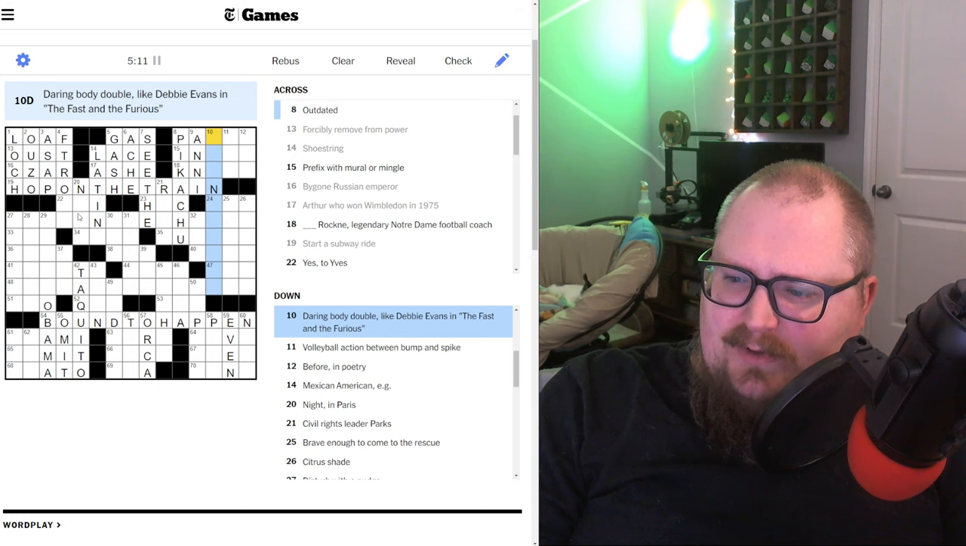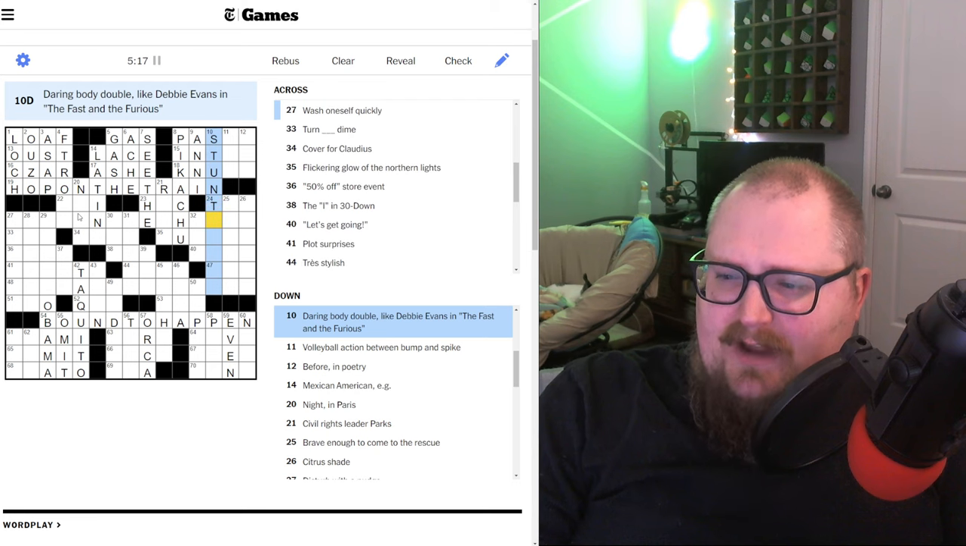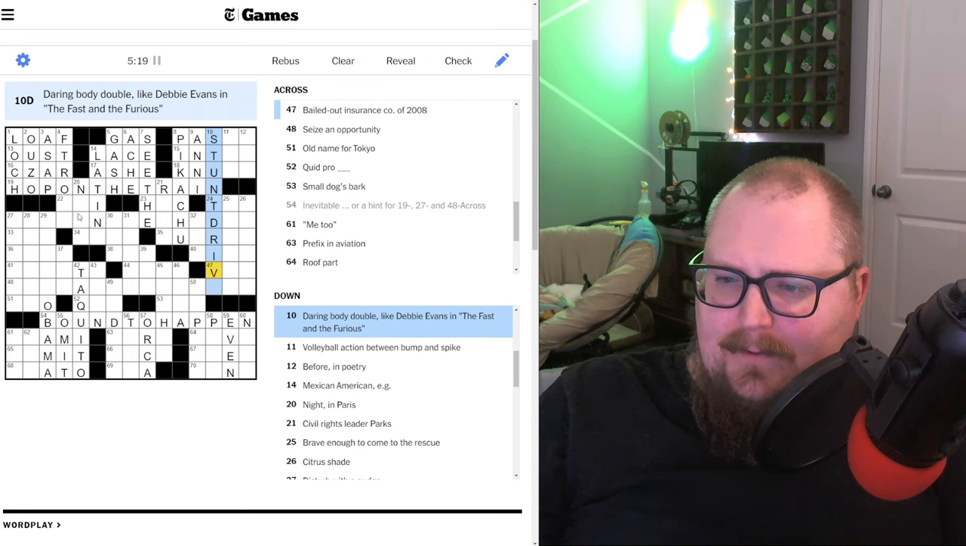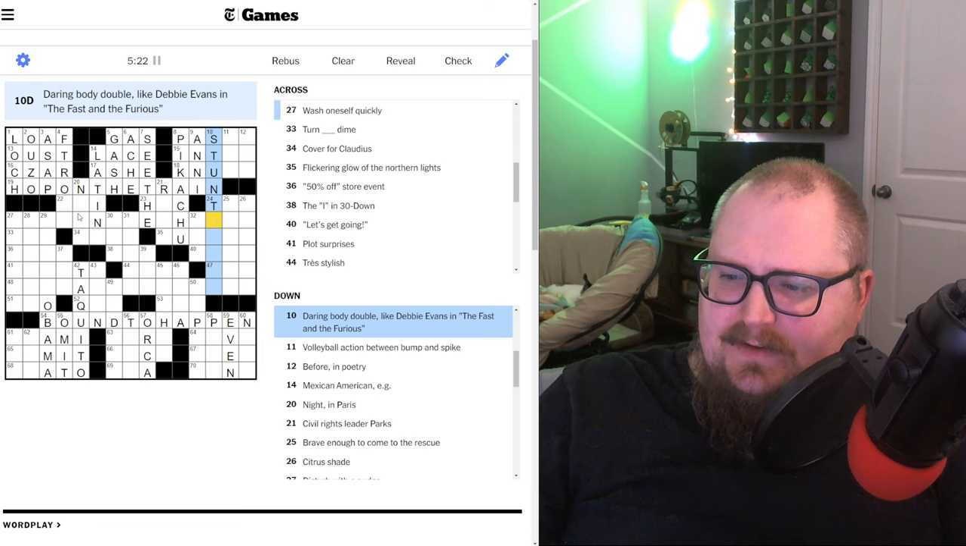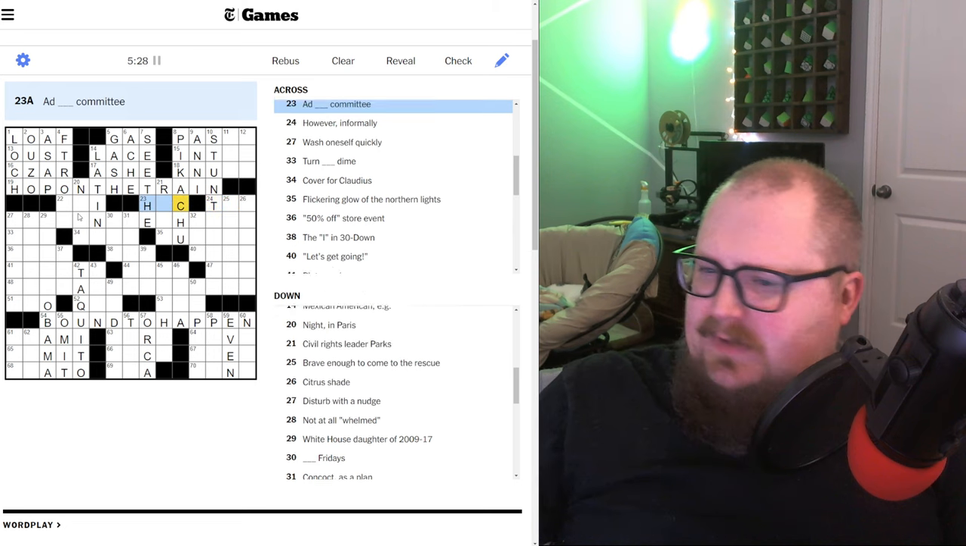Daring body double like Debbie Evans in The Fast and the Furious. Would be a stunt driver? No. Stunt actor, perhaps. However, informally. I don't know what they want for that.